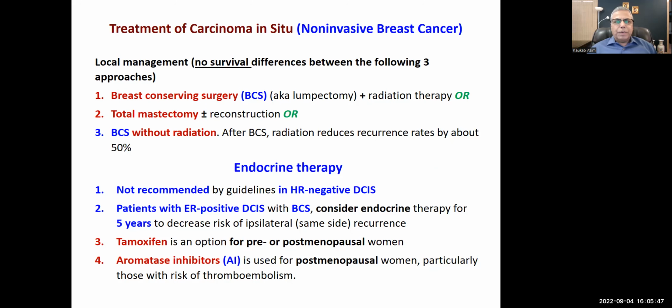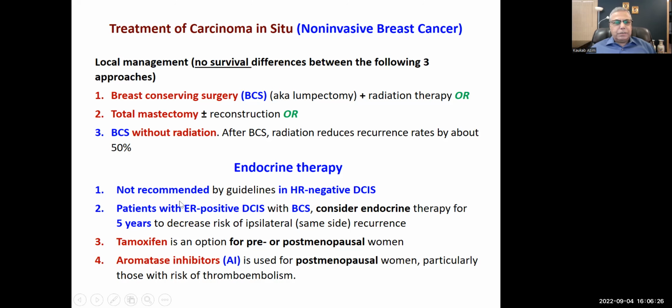Now, treatment of carcinoma in situ, non-invasive breast cancer, local management. There are no survival differences between the following 3 approaches: breast conserving surgery, which is also known as lumpectomy plus radiation therapy, or total mastectomy with reconstruction, simple mastectomy with reconstruction, or breast conservation therapy without radiation. So with radiation, without radiation, lumpectomy, breast conservation, or total mastectomy, you have got so many options, okay?